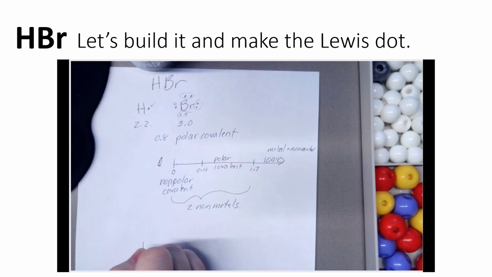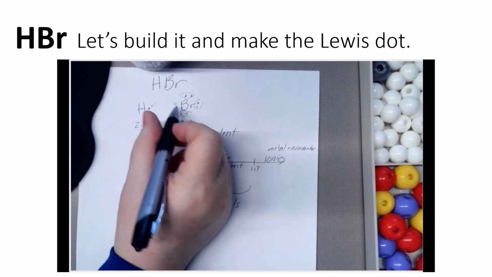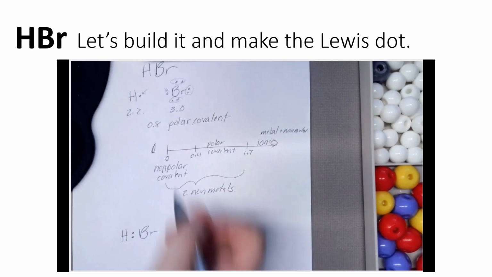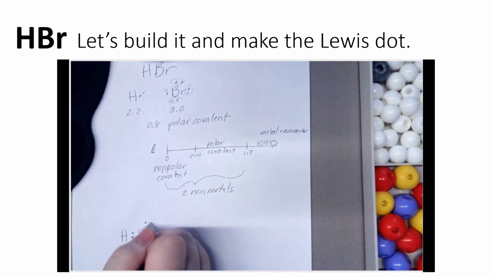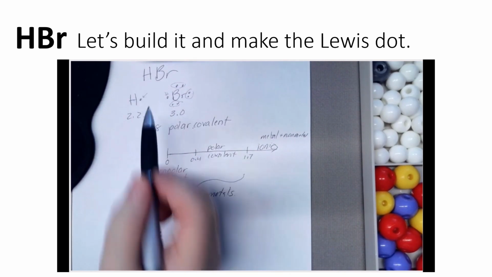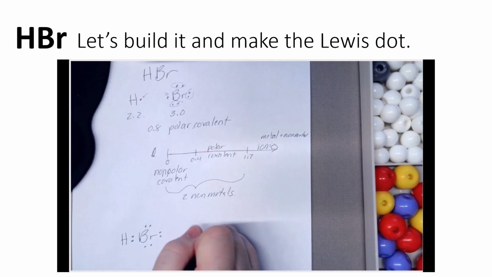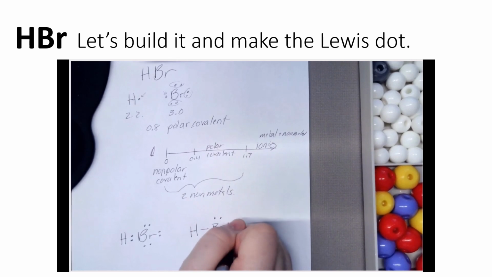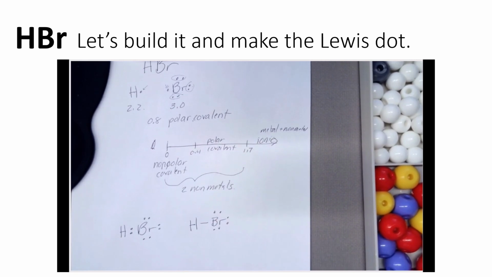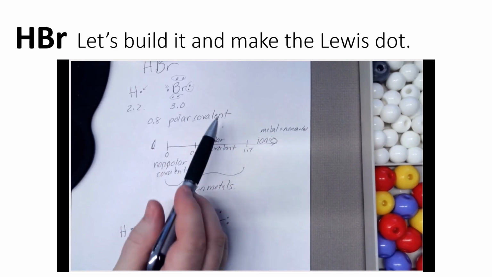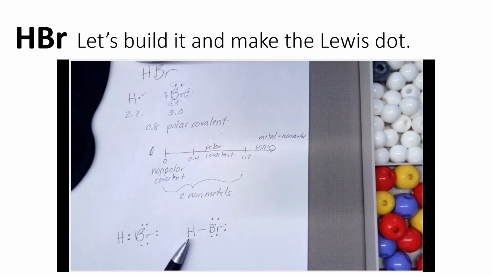I only have 2 elements, so I'm going to draw them next to each other. Okay? And then I'm going to put those unpaired electrons between them. Now they want to share them. I'm going to add the paired electrons that don't bond around bromine. I don't add anything extra around hydrogen. I can replace those 2 electrons with a line in between. Okay, so it can look like this, right? Now remember, this was a polar covalent bond, right? So let's build it and look at the shape.